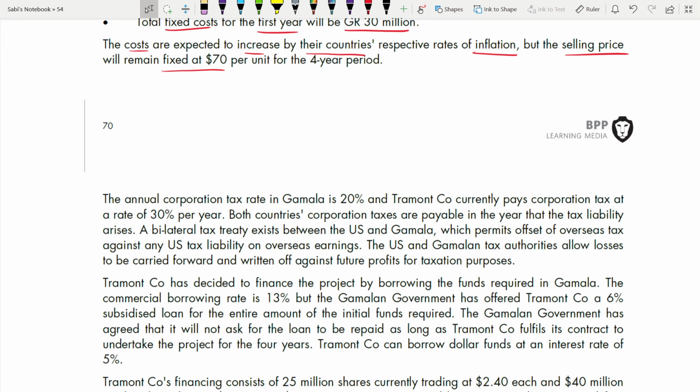The annual corporation tax in Gamala is 20% and Tramont currently pays corporation tax at a rate of 30% per year. So tax in Gamala is 20%, Tramont pays tax at 30%. Both countries' corporation tax are payable in the year that the tax liability arises. A bilateral tax treaty exists between the US and Gamala which permits offset of overseas tax against any US tax liability on overseas earnings. The US and Gamalian tax authorities allow losses to be carried forward and written off against future profits for taxation purposes.